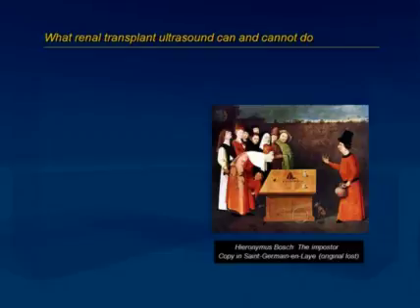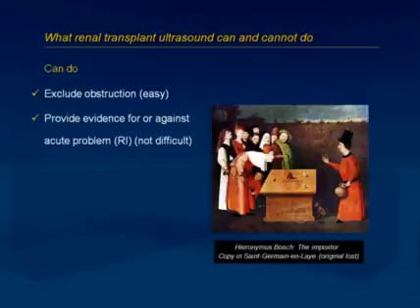What can transplant ultrasound do? What it can do, very importantly, is exclude obstruction, and that's actually probably the most important thing that renal transplant ultrasound is good for. We can exclude obstruction in a transplant that is deteriorating, and that's actually quite easy. Every renal registrar and every junior renal doctor can do that with a little bit of training and a bit of supervision and experience. We can also provide evidence for or against an acute problem, in that we can measure the renal resistive index. Again, that is not as easy as excluding obstruction, but it's not really difficult and can be done with a bit of experience and supervision.